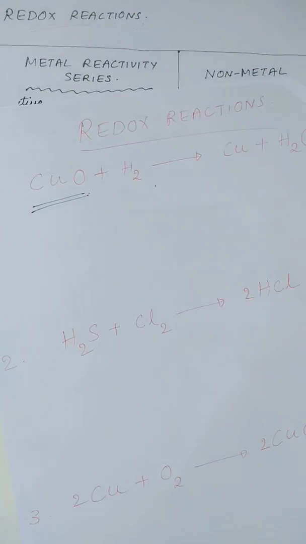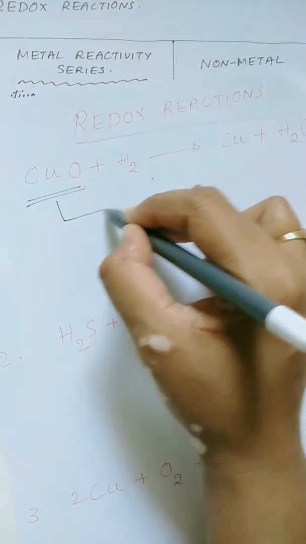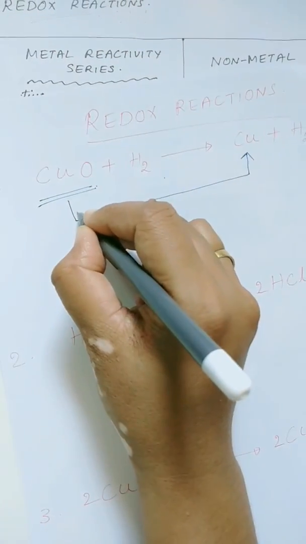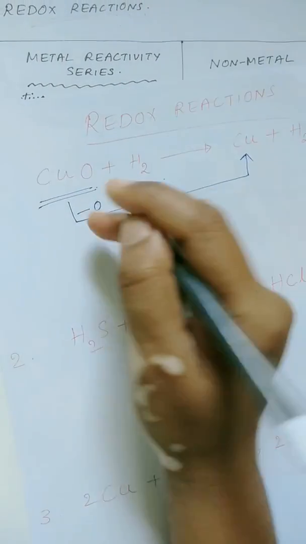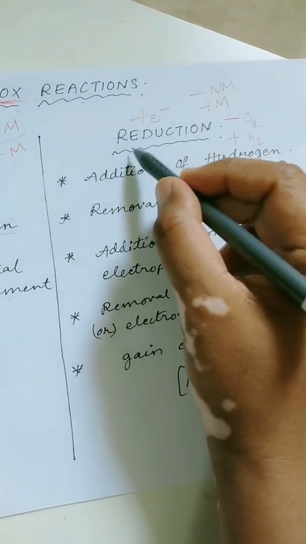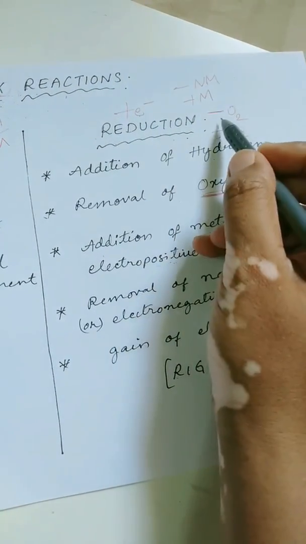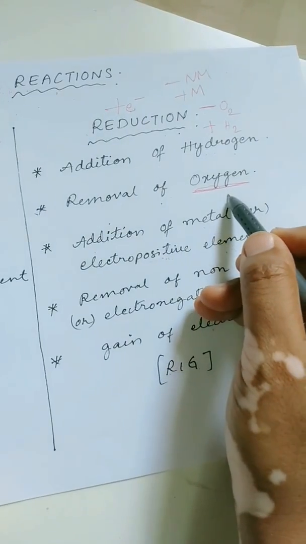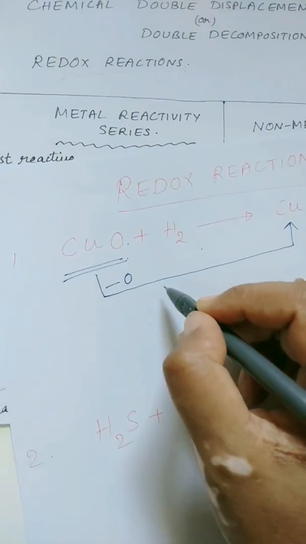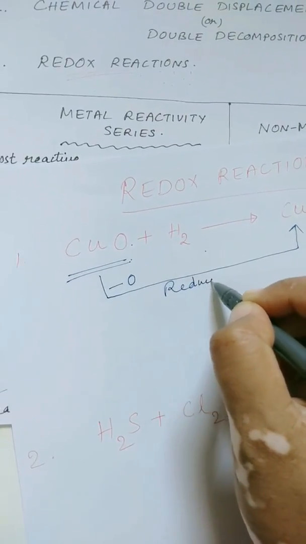Copper oxide is changing to copper. So what is happening over here? Oxygen is lost, and it became copper. So let us see, if oxygen is lost, then what is it? It's reduction, removal of oxygen. So we can say that copper oxide is getting reduced.